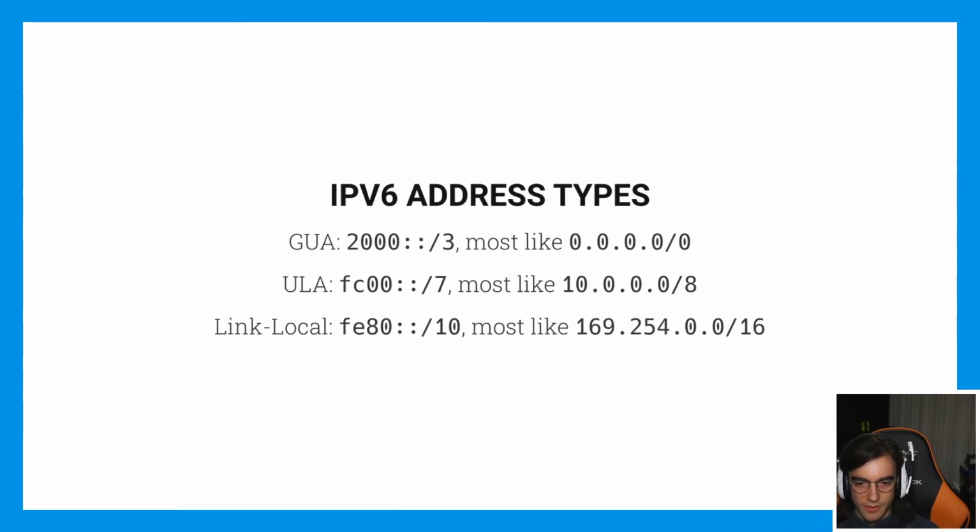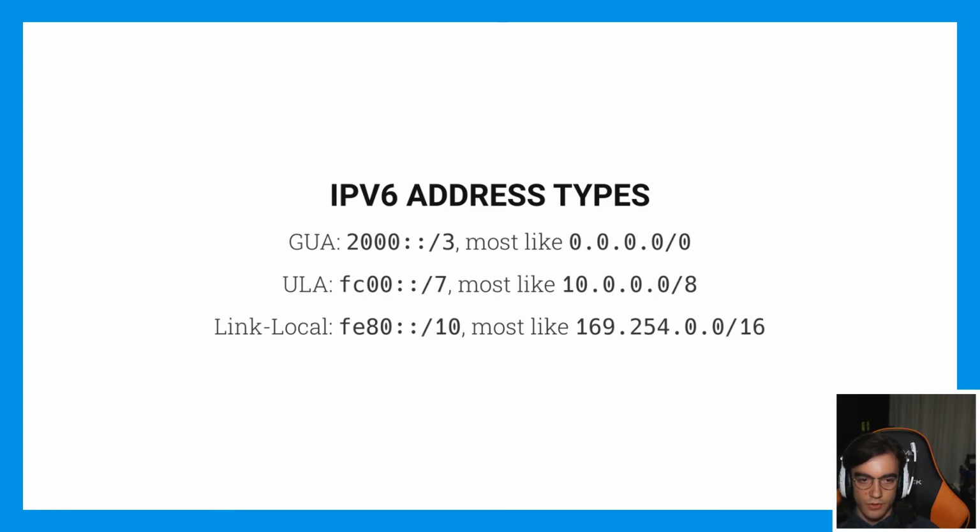There are three types of IPv6 addresses I'll talk about. We have the GUAs, which stand for Globally Unique Address. These are what you're going to be using, really, in IPv6, the standard addresses. These are most like an IPv4 public address. And they're in the range 2000/3. We have ULA, Unique Local Addresses, which are non-routable IPv6 addresses.